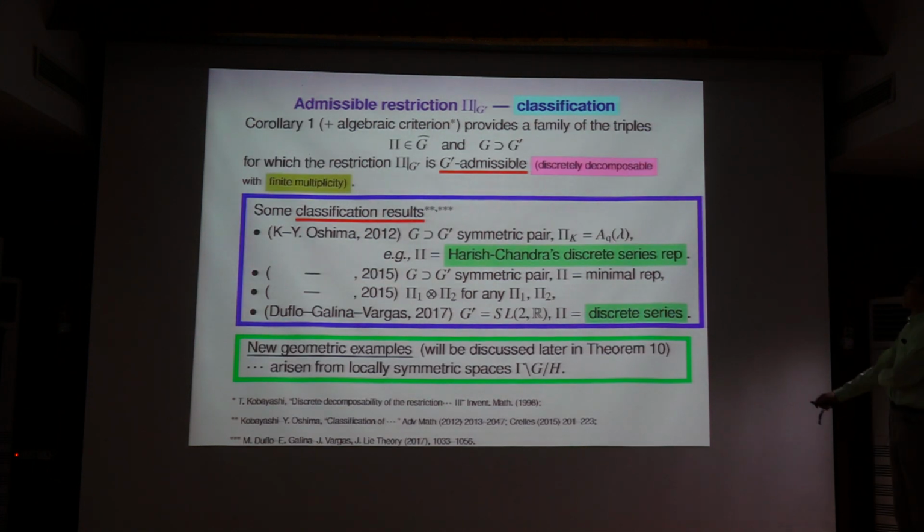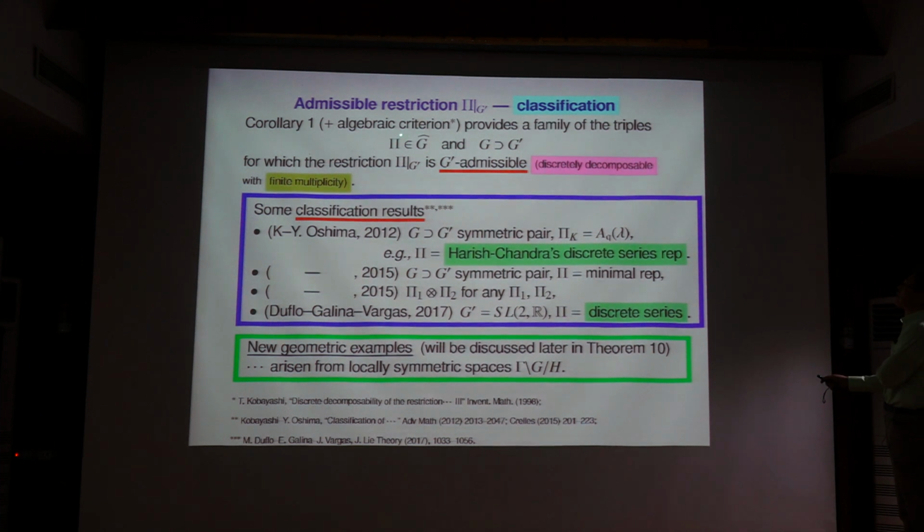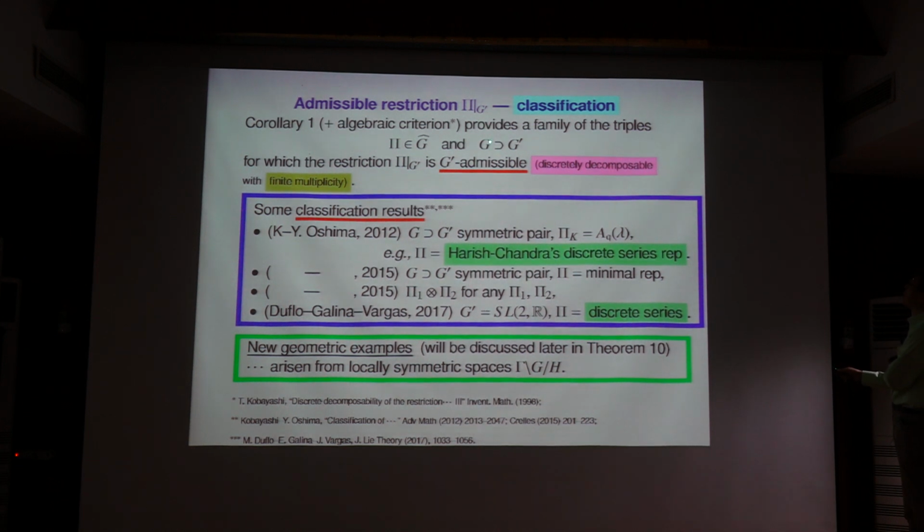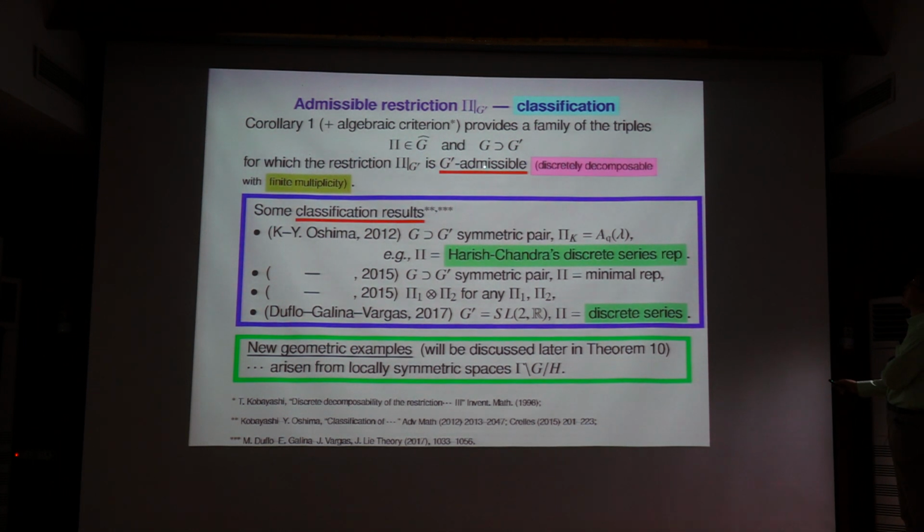And this criterion tells us that there are more examples. Namely, this gives a family of triples: an irreducible unitary representation and a pair of reductive groups, for which the restriction is Z prime admissible, namely no continuous spectrum and each multiplicity is finite.